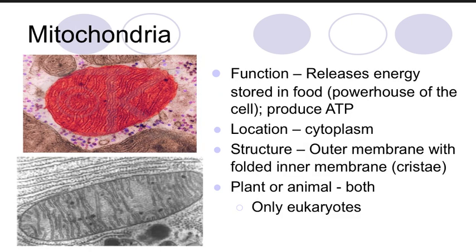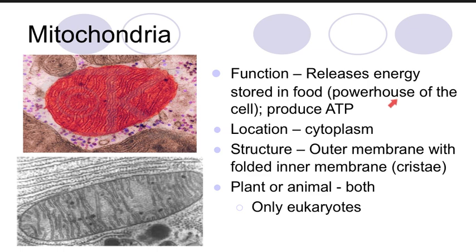The next one here is called mitochondria. Many of you have probably heard of this one before, maybe in middle school. Function-wise, it's going to release the energy stored in food. We talked about how the energy chemical is ATP. It's the energy currency, right? So this is going to make a lot of ATP.